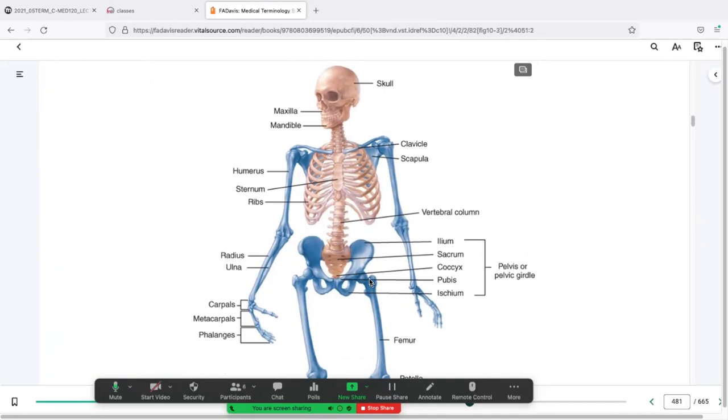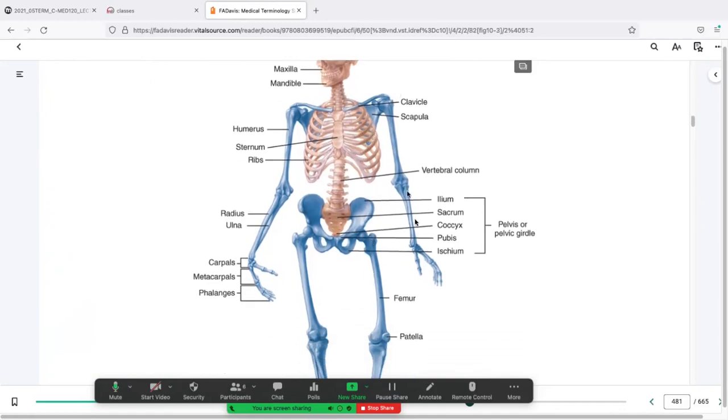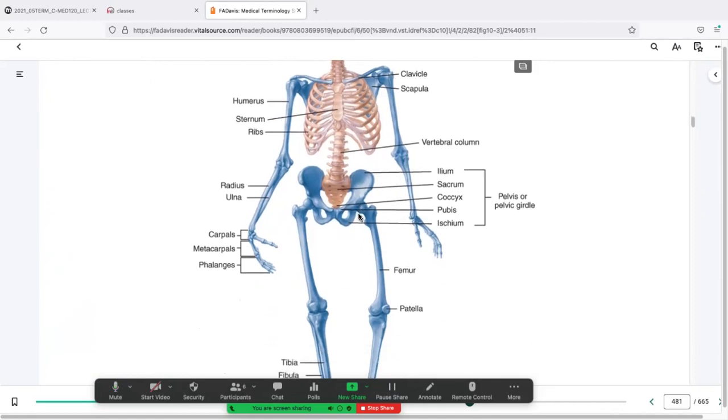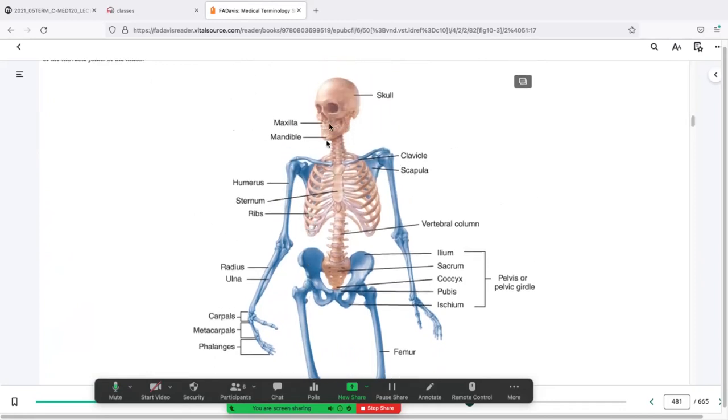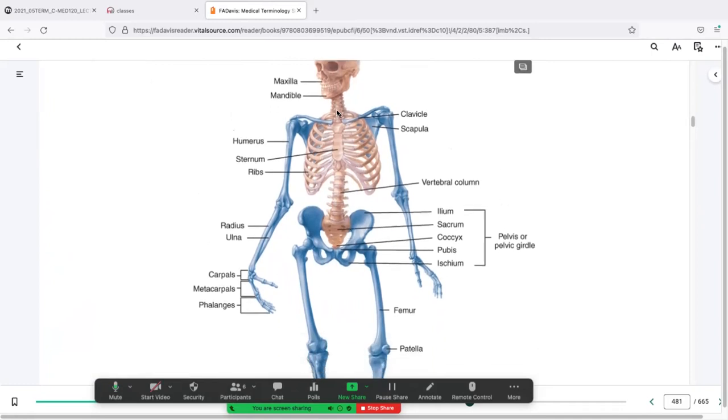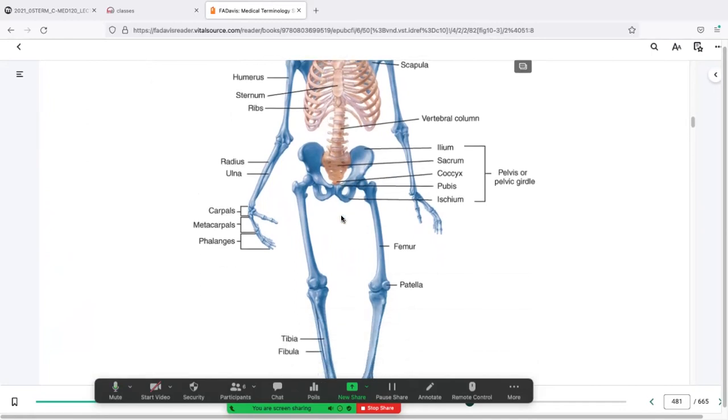And nice to know. This is highlighting your appendicular skeletal system, and that's your appendages or your arms and your legs, and they're colored in this grayish blue. And this is your axial skeletal, which is colored in this desert sand tone color.